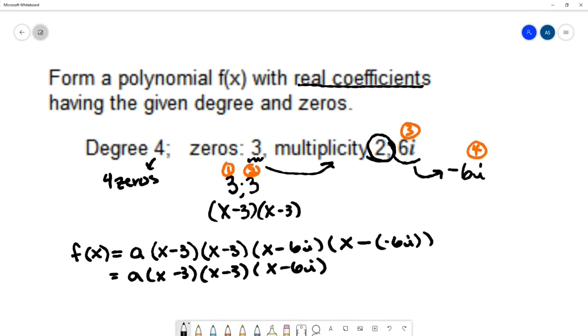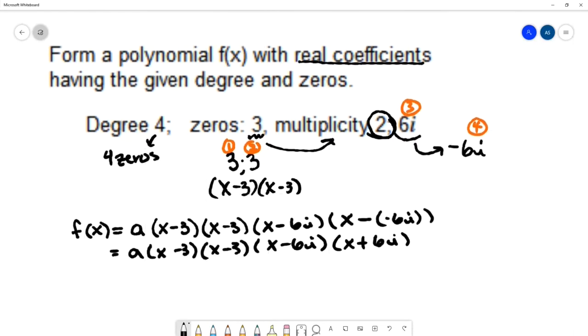I'm just going to simplify this last one. Minus a negative is the same thing as plus. So you have x plus 6i. And we're going to simplify it by putting it in expanded form. Right now it's in factored form. I'll multiply these 2 factors together, and I'll multiply these 2 factors together.